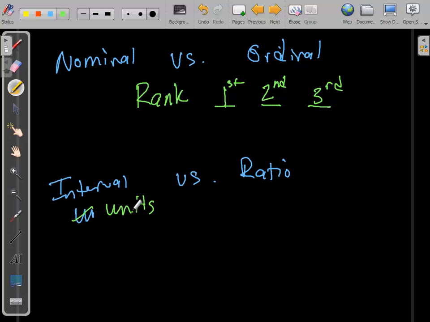Units. Okay, but the difference comes, this has an absolute 0 marker, whereas this one has an arbitrary 0. Arbitrary 0. Okay, and that's how we distinguish between interval and ratio scales. Alright, well, I think we should take a look at an example coming from the textbook.